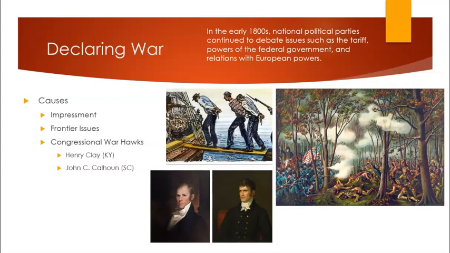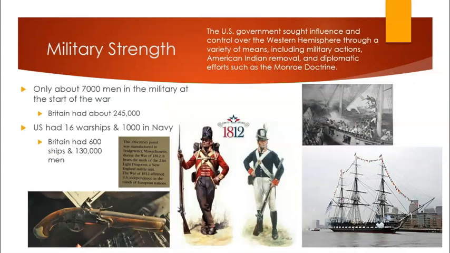Although there's no set list as to who exactly a Warhawk was, like all of the different members, there even seemed to be some that kind of came and went. But it's generally agreed that the two most prominent Warhawks were Henry Clay of Kentucky and John C. Calhoun of South Carolina.